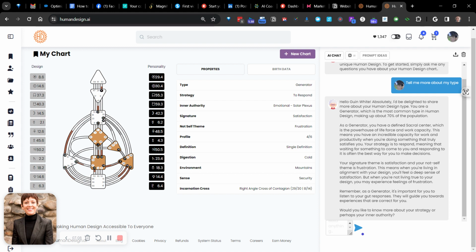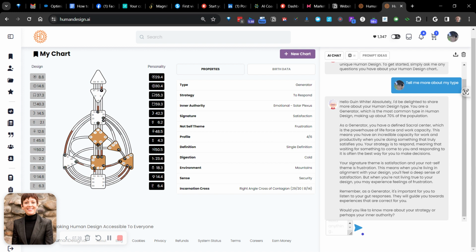This tells me that the sacral center is a powerhouse of life force and work capacity. It means I have an incredible capacity for work and productivity when I'm doing something that truly satisfies me. Then she goes on to talk about my strategy. The strategy is to respond, meaning that waiting for something to come to you and responding to it is often the best way for me to make decisions.